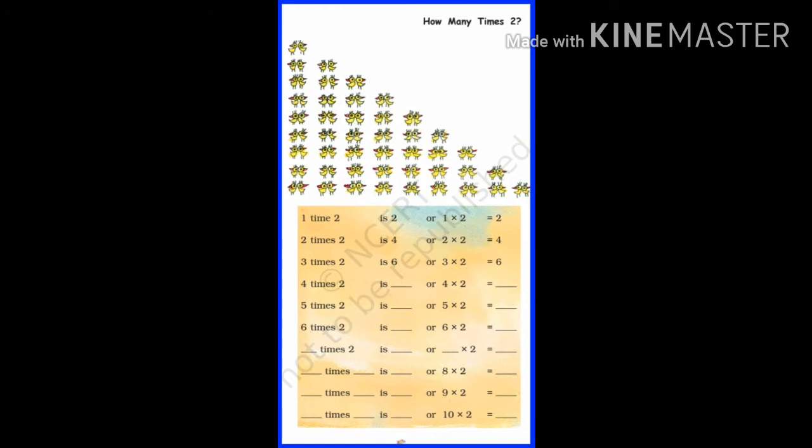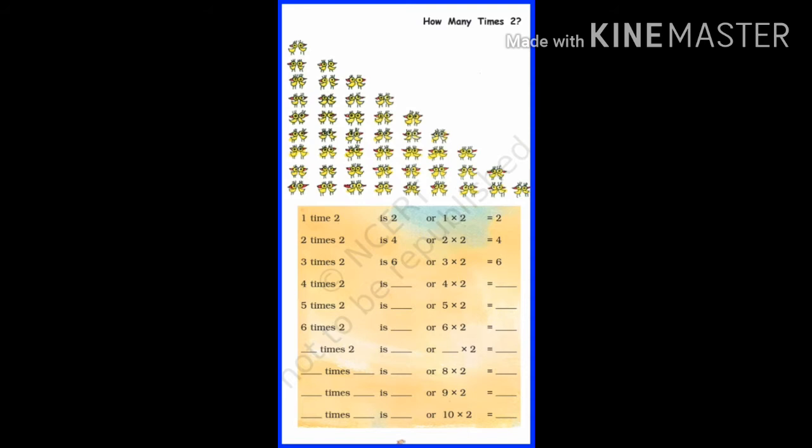See the second line. Here we have two groups of two birds. So it is written 2 times 2 is 4, or we can say 2 multiplied by 2 is equal to 4. Similarly, in the third line, there are three groups of two birds. So, we can write it as 3 times 2, that is equal to 6, or we can say 3 multiplied by 2 is equal to 6.